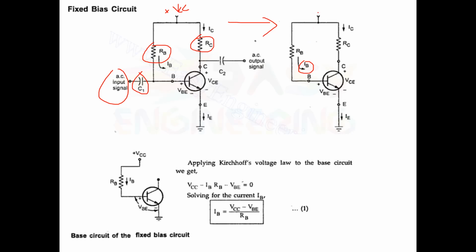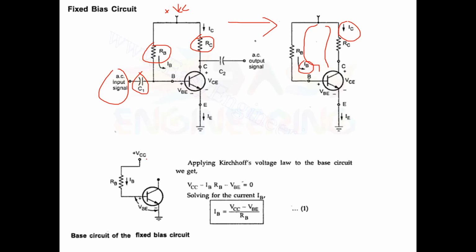IB is coming from plus VCC. One more current coming from plus VCC is IC. So you can have the current from plus VCC like IB plus IC. Then you have to apply the Kirchhoff voltage law to the base circuit. What is the base circuit? This one is the base circuit. And this one is the collector circuit. Now we are taking only the base circuit.